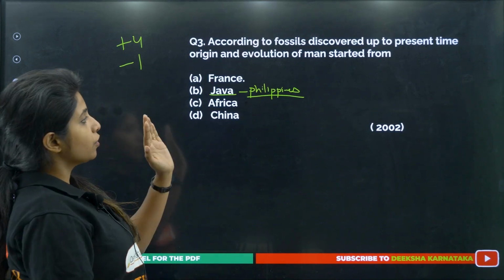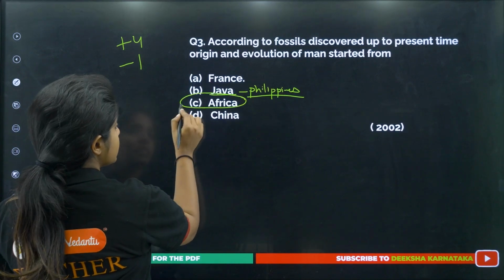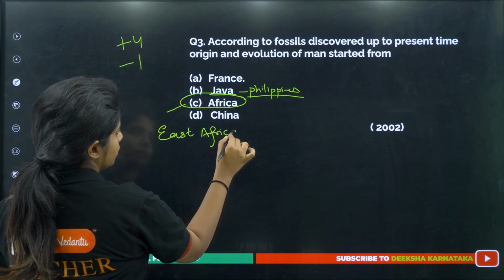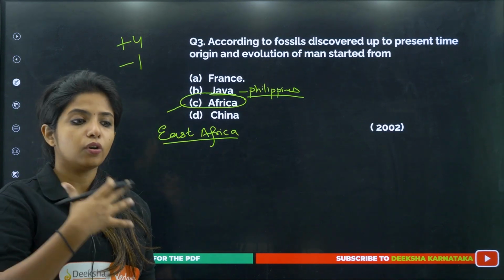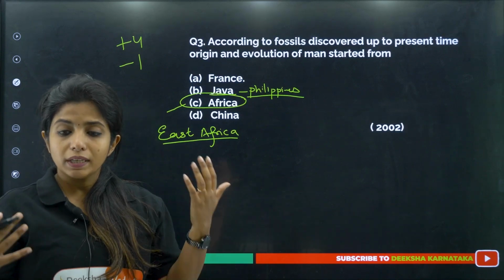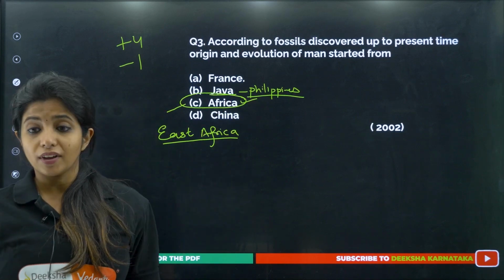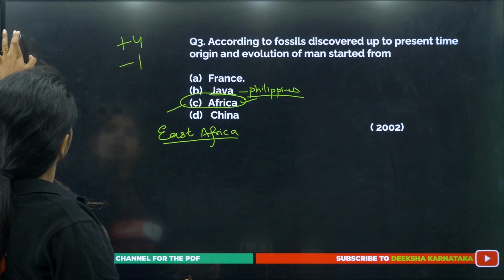Okay, so evolution of man: France, Java, Africa, China. I'll say Africa. It was in East Africa where you saw Dryopithecus and Ramapithecus. Basically, it is Ramapithecus through which we evolved into a man. So it was East Africa where everything happened or is believed to have happened. So this becomes the correct answer. This came in NEET 2002.